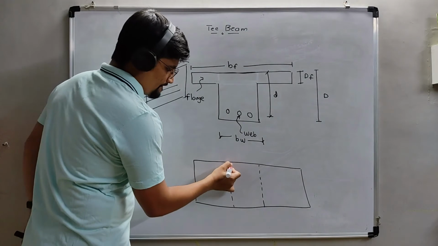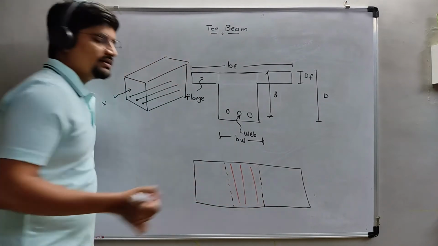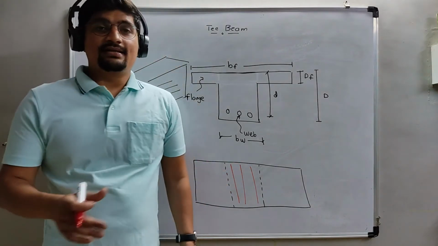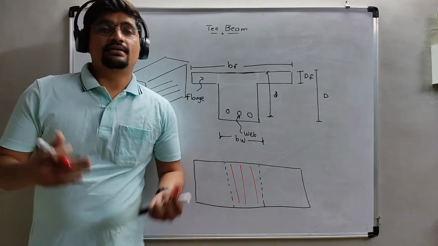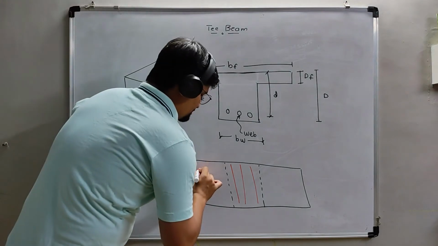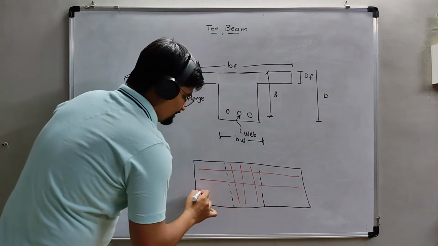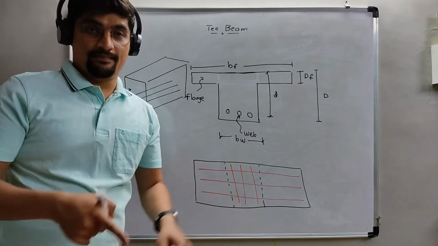Like this. The main reinforcement will be like this. So, if the main reinforcement is parallel to the beam, then we need to provide the distribution steel as a transverse reinforcement in this direction. These all are distribution steel or transverse reinforcement which we are providing in the slab.